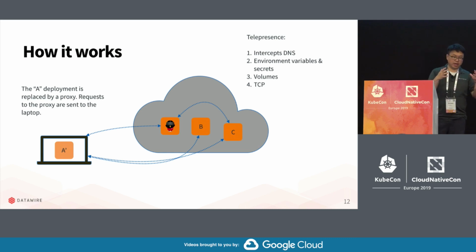And Telepresence is doing a whole bunch of things behind the scenes. It actually invokes a bunch of iptables rules on your local laptop to intercept DNS, to delegate that DNS to your cluster. This is not recommended for the faint of heart. We've actually discovered that on different flavors of macOS, there are all these different ways you can intercept DNS. We also proxy your environment variables and secrets from your cluster to your laptop. We proxy volumes, and of course, we proxy your TCP, right? So the net effect is that for all practical intents and purposes, it feels to A prime like it's running on Kubernetes, but it's not, right? And all your other services are still running in Kubernetes, right?